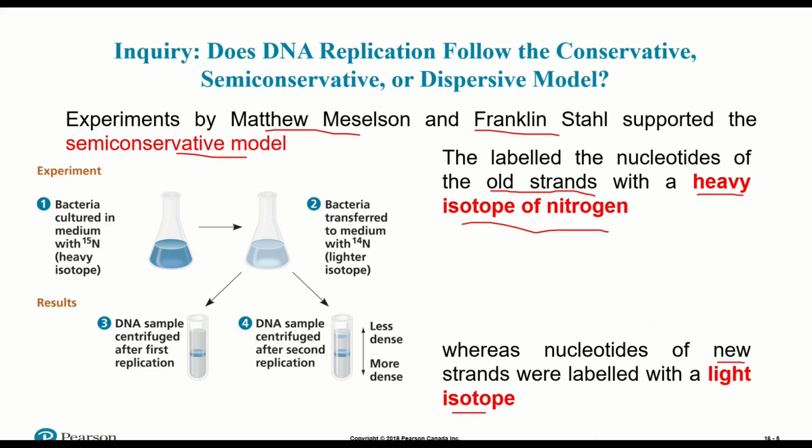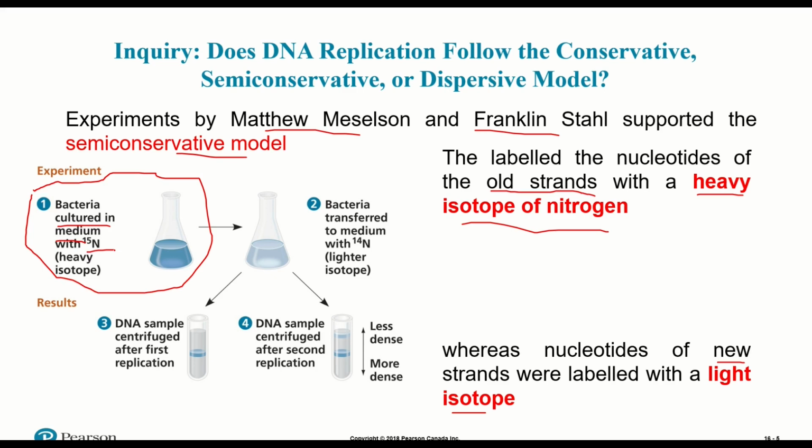And they found that the old strands will have the old isotope, while the new strands will have the light isotope. They start the experiment by culturing, in the first section of the experiment, this section, they grow the bacteria in a medium that has the heavy isotope. So they wait for several generations and they grow the bacteria there, so that every time the bacteria need to make new bases, they start absorbing the heavy isotope.